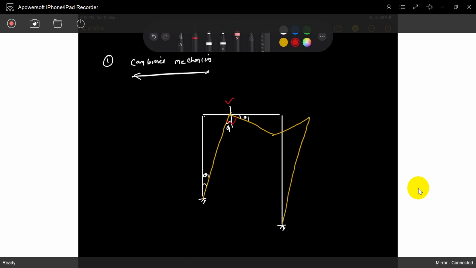Got the idea? So now we can see the same: the load is acting exactly at the center. This is also theta 1, because those thetas are necessarily equal when the load is acting at the center. This is the theta 1.